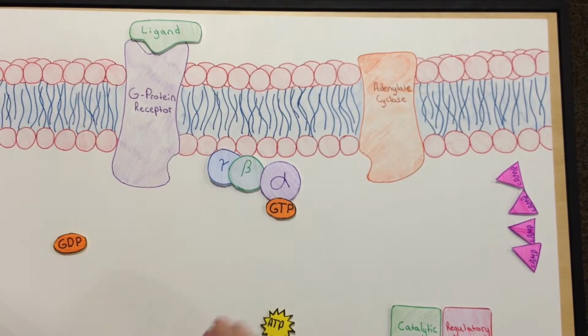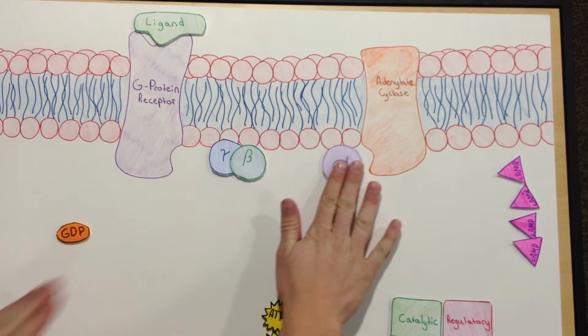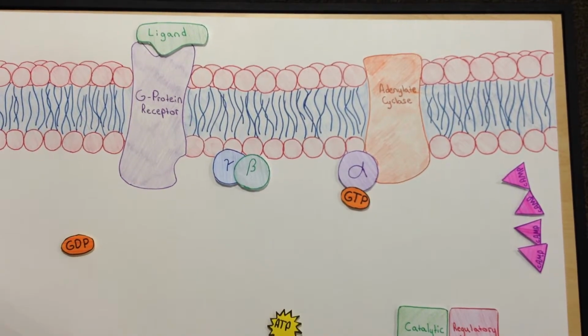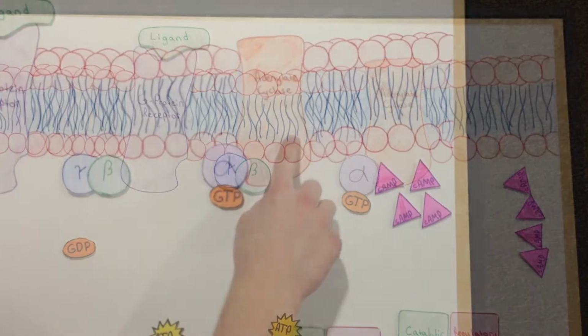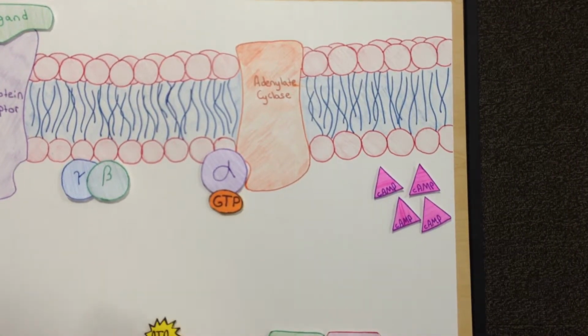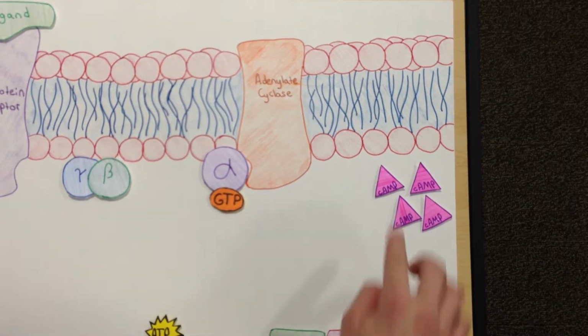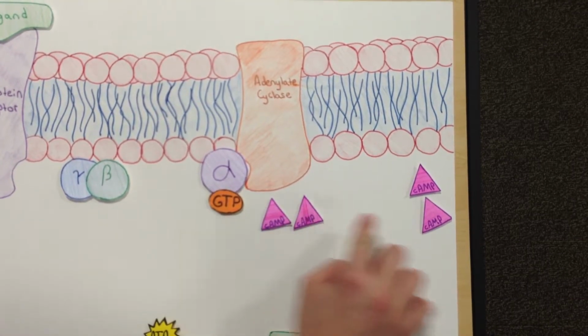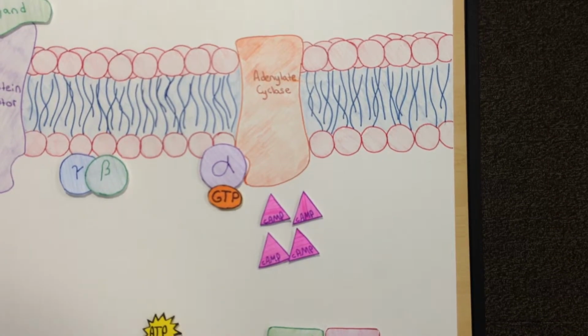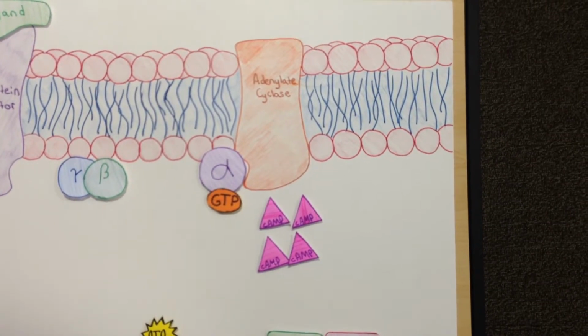The alpha subunit separates from the other subunits and attaches to the adenylyl cyclase. This activates the enzyme, which uses ATP, or energy, to make cyclic AMP. Cyclic AMP is the second messenger in the signal transduction process.